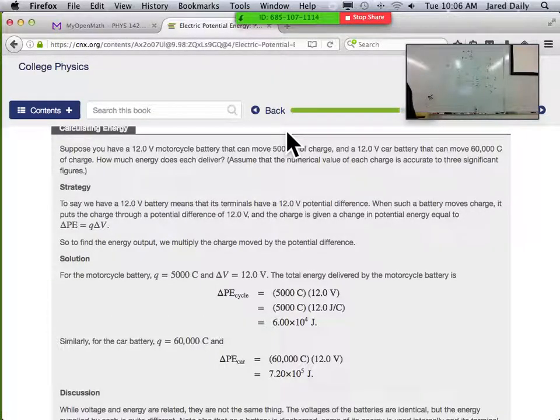In the car battery, you're going to have 12 volts times 60,000 coulombs. So a lot bigger number. It ends up being 720,000 joules of potential energy in a car battery. So motorcycle battery, not a big deal. 60,000 joules, not that dangerous. Car battery, 720,000 joules. 10 times more, actually. A lot more dangerous. Don't want to lick your fingers and touch that battery.